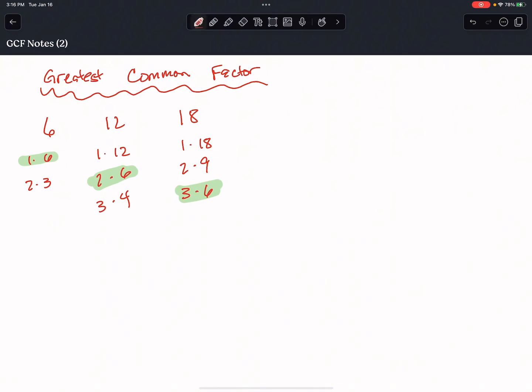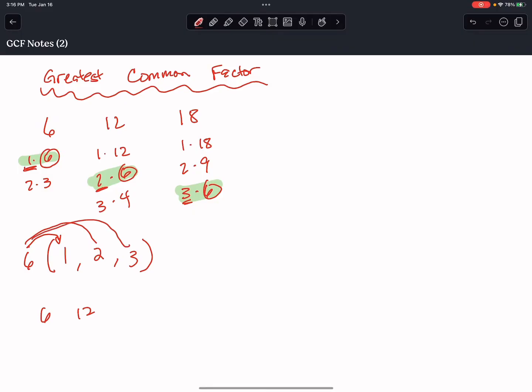Now, if I were to remove the 6 from each one, let's say I were to put the 6 on the outside of a parenthesis, what will be remaining is 1. What will be remaining is 2. And what will be remaining will be 3. Okay? When I multiply this back, 6 times 1, 6. 6 times 2, 12. 6 times 3, 18.